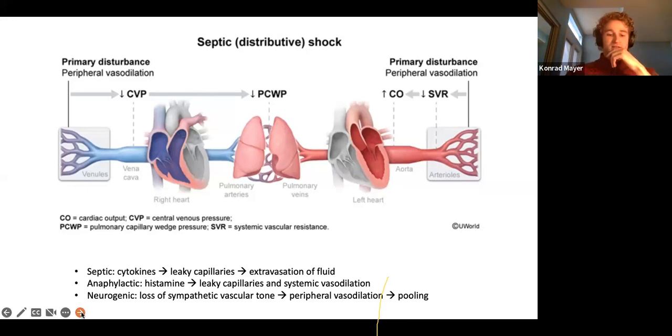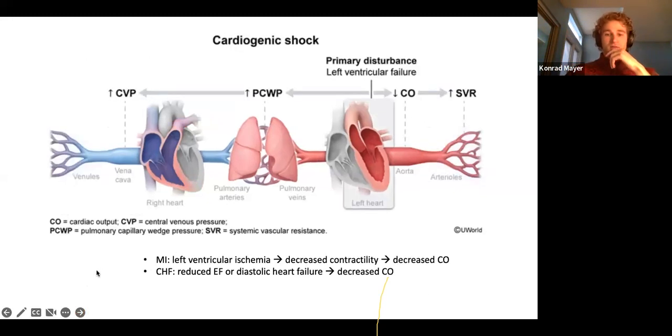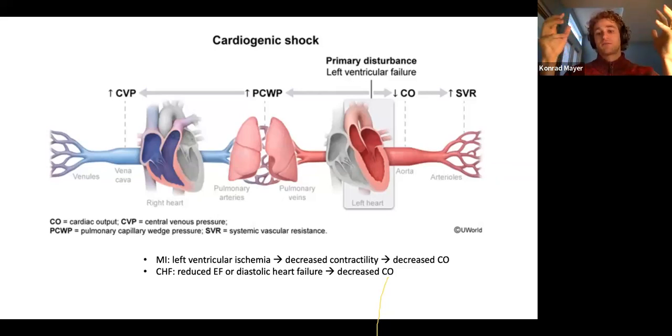Moving on to the next form of shock, cardiogenic shock. As I mentioned earlier when I had my slide with the different forms of shock, all these names for shock are descriptive. So cardiogenic shock, where's the problem? Cardio, it's in the heart, left heart.